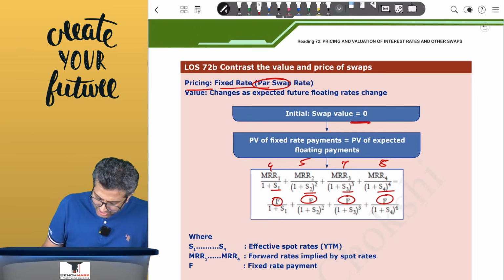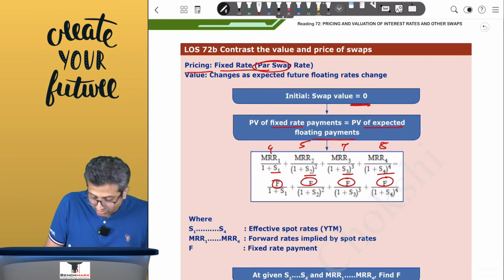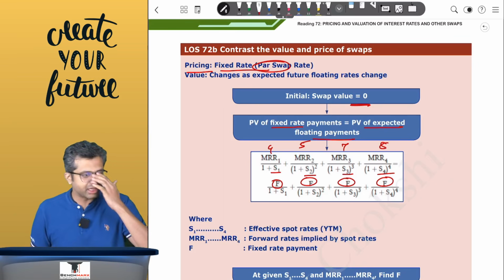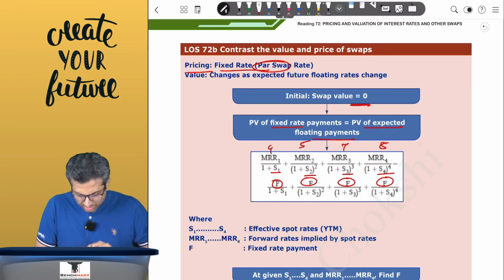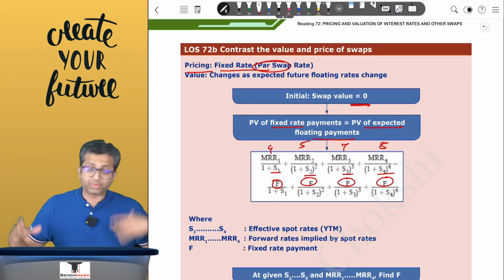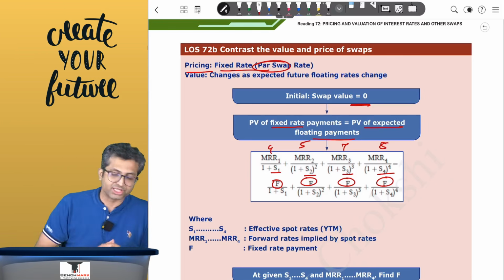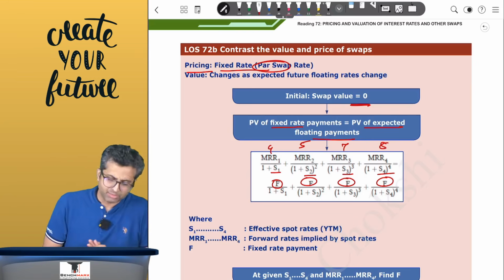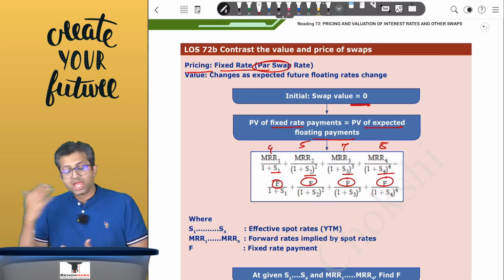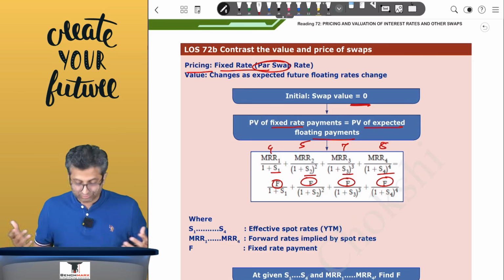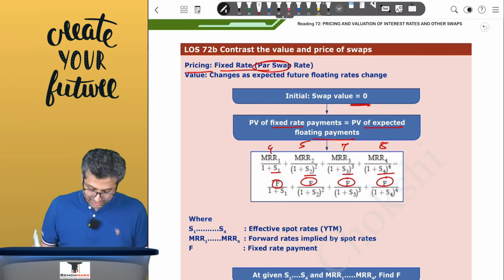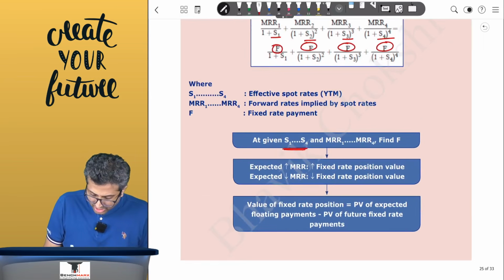Initially the swap value will be 0, the present value of the fixed rate payments will equal the present value of floating rate payments. So on both sides, initially, for the no arbitrage price to apply, and derivatives are priced using the no arbitrage principle, the present value of floating rate payments, that is MRR1 upon 1 plus S1, MRR2 upon (1 plus S2) raised to 2 and so on, will be equal to the present value of the fixed rate payments, that is F1 upon (1 plus S1) raised to 1, F2 upon (1 plus S2) raised to 2, where F will be constant. It is a par swap rate. So given S1, S2, you can find the par rate.